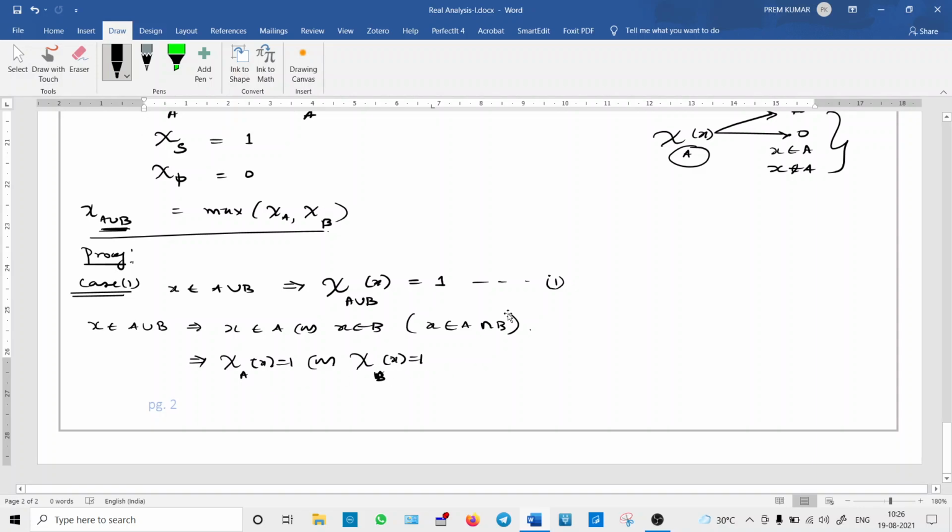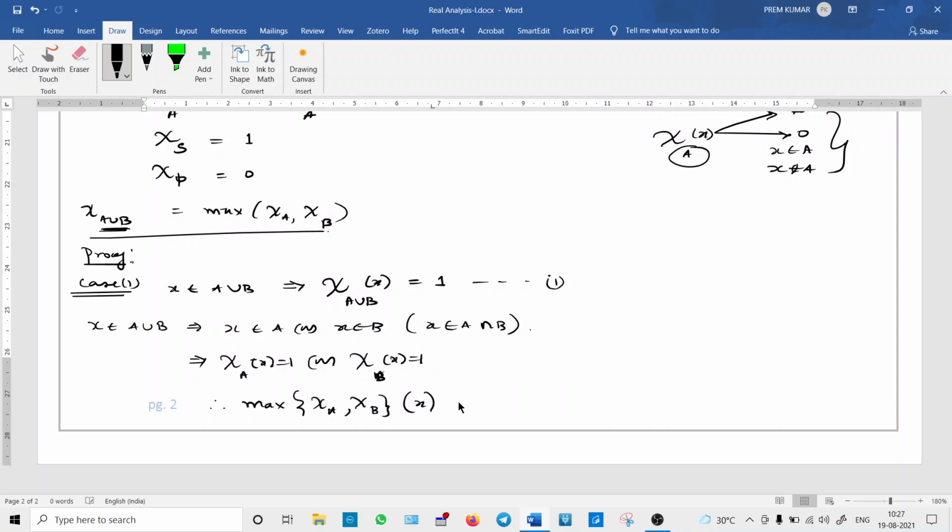So now, chi A of x value is 1, chi B of x value is 1. Therefore, what is the maximum of chi A comma chi B? This is a function, so what is the value of this? This is nothing but the maximum of chi A of x comma chi B of x, which equals the maximum of 1 comma 1, which equals 1. This is the second one.